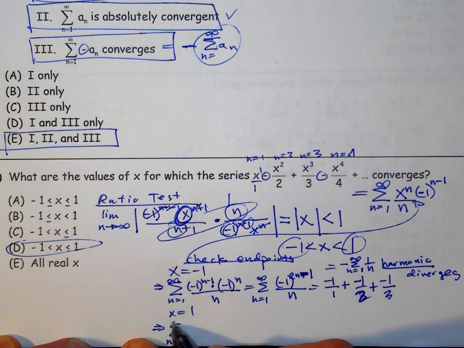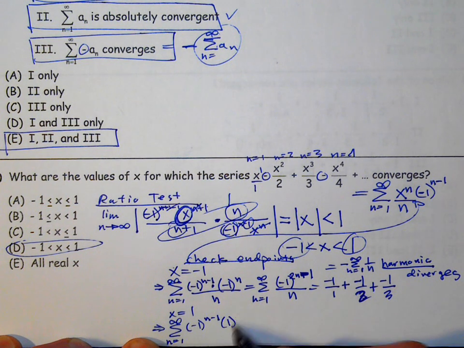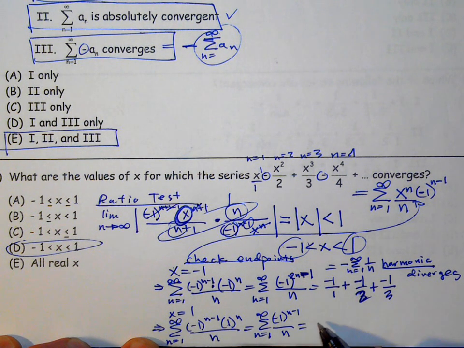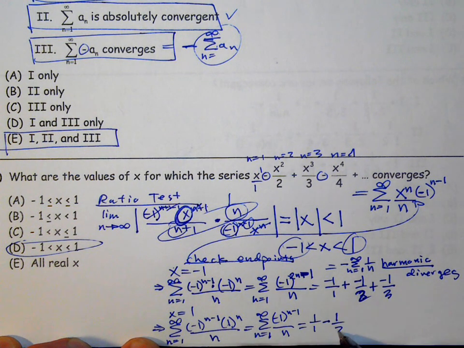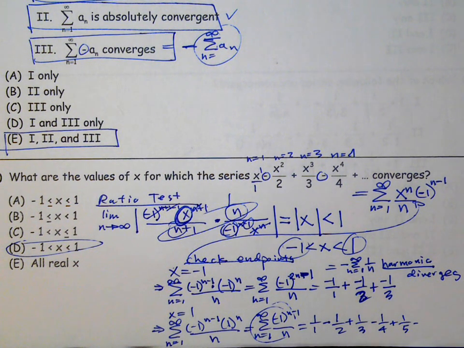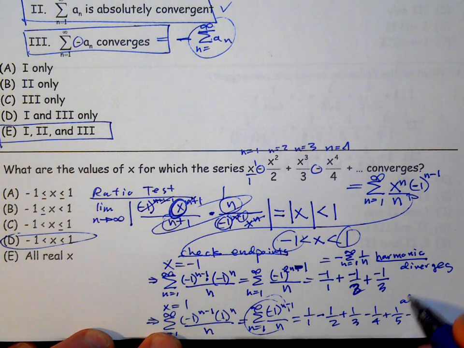You have to test each one separately. So it's going to be (-1) to the n minus 1, plug +1 in, and 1 to the n is just 1. When n equals 1, you get positive 1 over 1, minus the next term when n equals 2, where the negative comes out. The next term, when n equals 3, is positive: positive, negative, positive. One way of figuring this out is to recognize that's the alternating harmonic series.